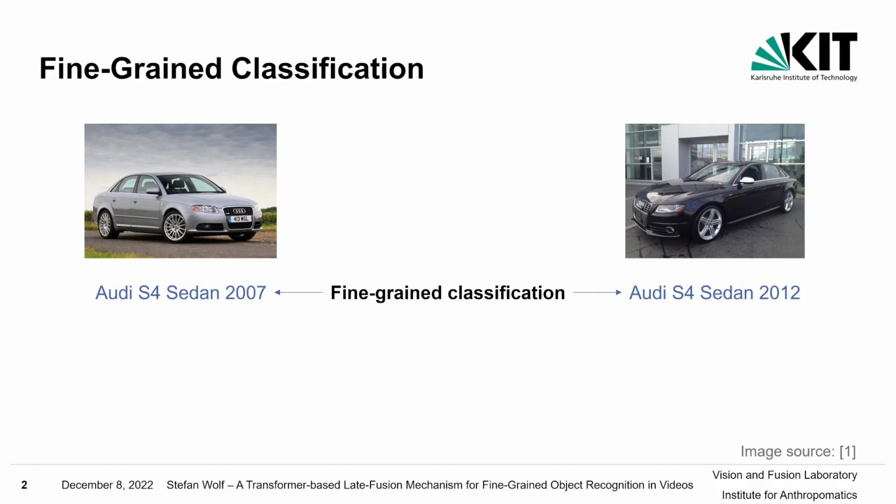First, what is fine-grained classification? While in usual coarse-grained classification we distinguish cars from, for example, humans or birds, in fine-grained classification we focus on a single class, for example, cars. Inside of this class, we have different new classes. Here in this example, we have two classes. Both are Audis. However, they are only distinguished by their year. And still, they are two different classes while sharing most of their visual appearance.